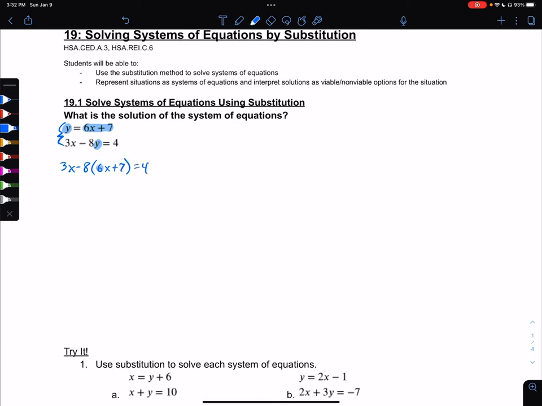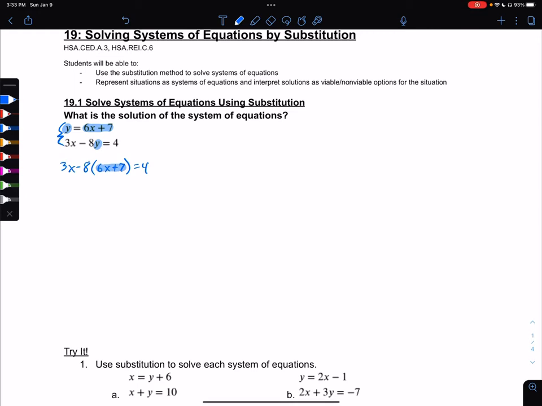It's the same thing as if you were substituting a number. So if I told you y was equal to 2, you could substitute a 2 in. Well, instead of a number or a constant, it'll be equal to an expression. So we're going to substitute that expression in. Now, you'll notice that we have an equation that only has x values, so we can solve that.